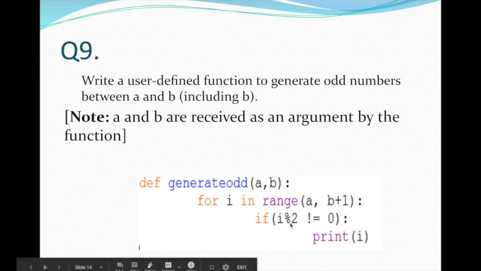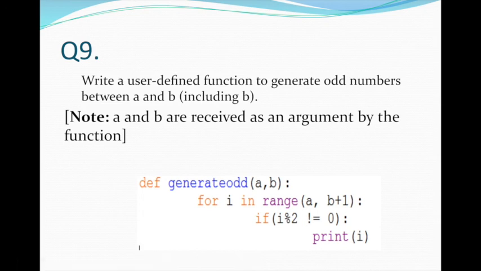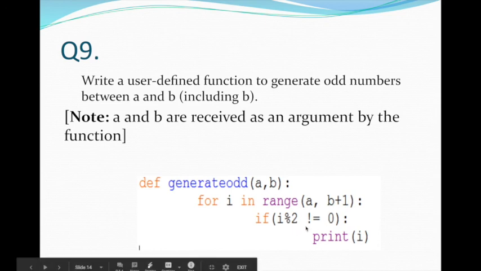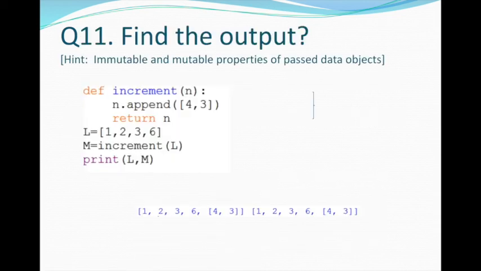Then taking each value and dividing by 2. If there is a remainder, then it is an odd number. So we are checking if i mod 2 not equal to 0. If the condition is true, then display the value. Next question, find the output.